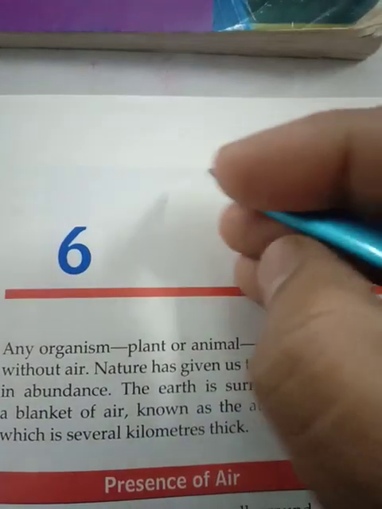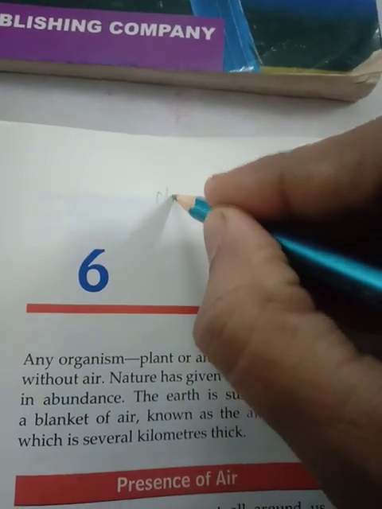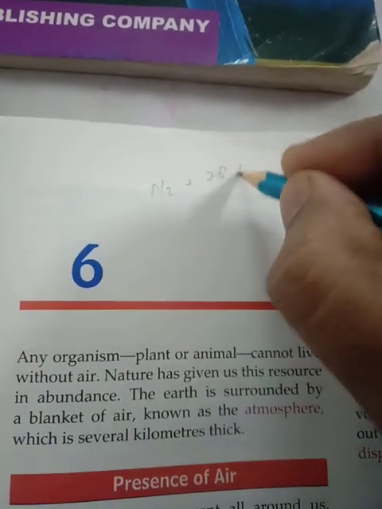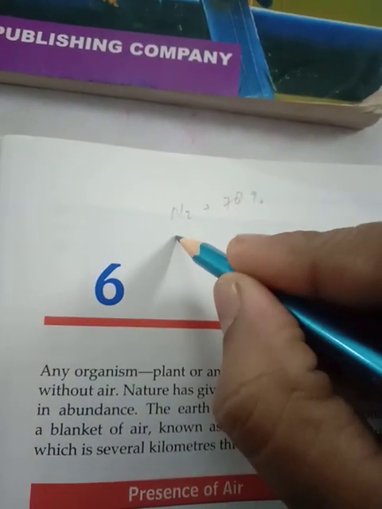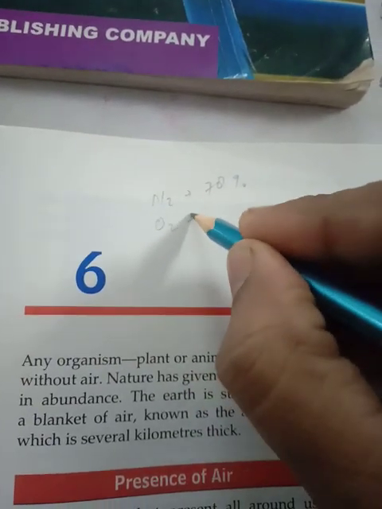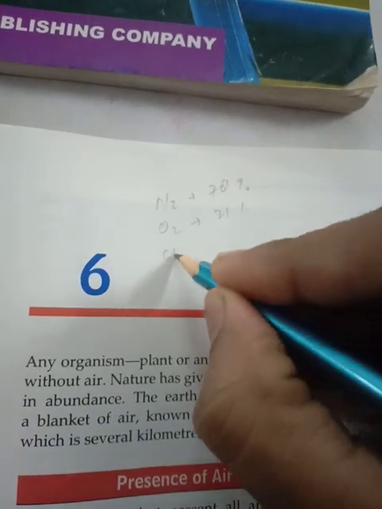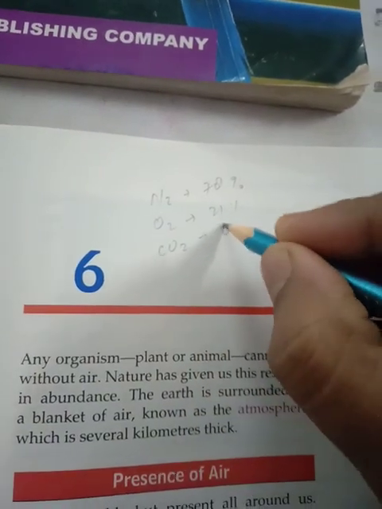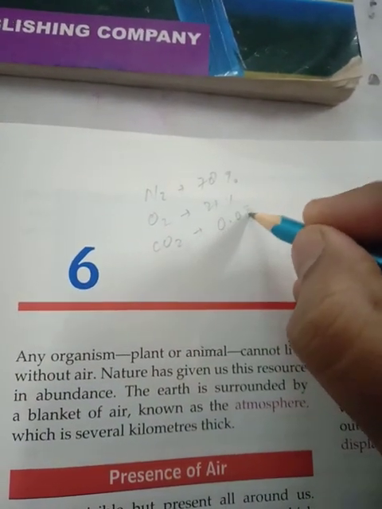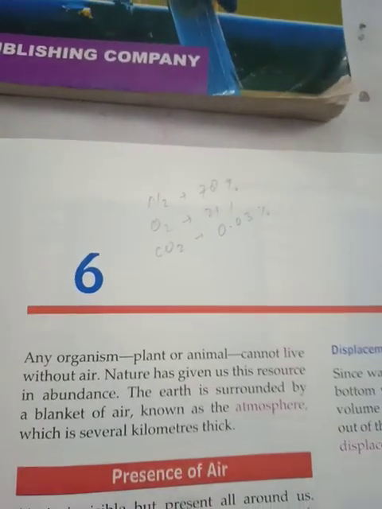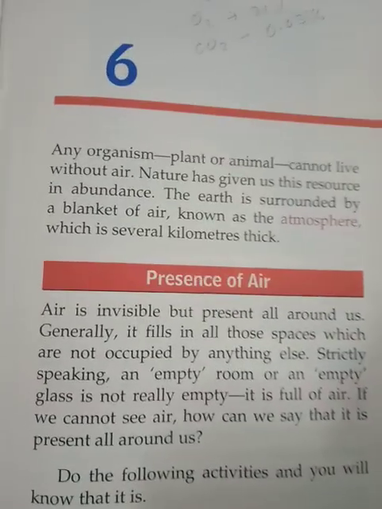One more thing we know: in the atmosphere, the presence of nitrogen is almost 78%, the presence of oxygen is almost 21%, and carbon dioxide is present at 0.03%. So now the next point is presence of air.